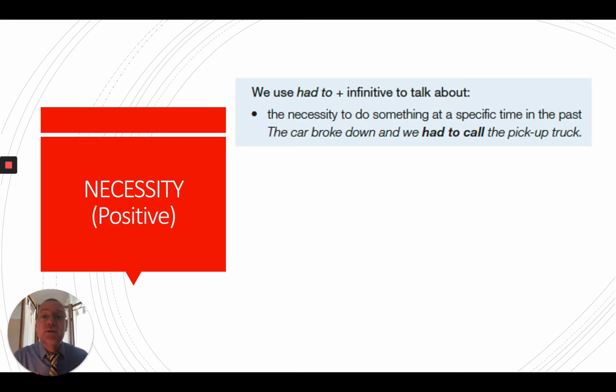So let's look at this example. When we're talking about something that was necessary, we're using the verb in the positive form. We use had to plus infinitive to say something was necessary at a specific time in the past. The example here, the car broke down and we had to call the pickup truck. It was necessary to call the pickup truck in that situation.